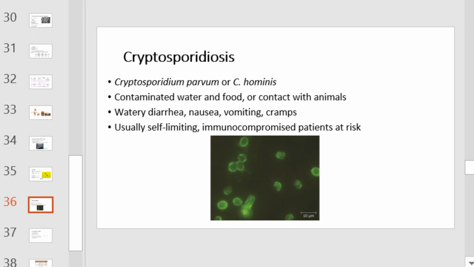Cryptosporidiosis is caused by Cryptosporidium. It is ingested through contaminated food and water or contact with certain animals. Symptoms include watery diarrhea, nausea, vomiting, and cramps. It is usually self-limiting and common in immunocompromised patients.